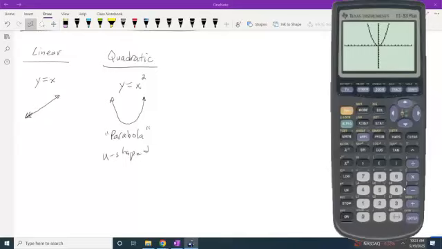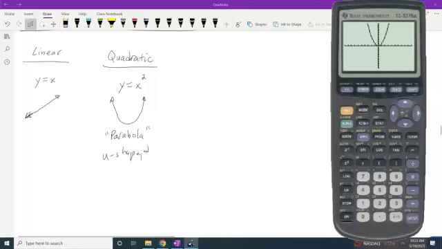So now here's where we're going. We're going to take these graphs, we're going to move them to the left, we're going to move them to the right, we're going to move them up, we're going to move them down, and then we're going to reflect them across the x-axis. But before we do all of that, we want to know what the general shape of the graph looks like. Okay, so for a quadratic, it's a parabola.